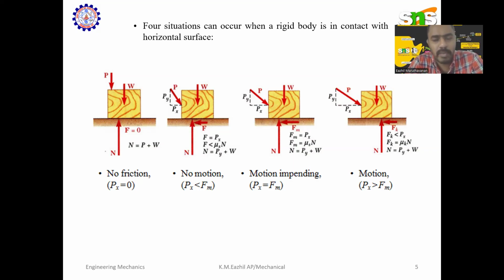In the third condition, the applied force is equal to the frictional force. In this condition, the body is about to move. It is known as impending motion. We use the term impending motion when the object is about to move. In these conditions, the applied force is equal to the frictional force. When the applied force is greater than the frictional force, the object will be in motion, that is, kinetic motion. That is given in the fourth diagram.